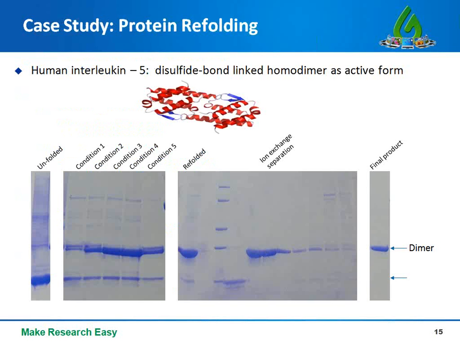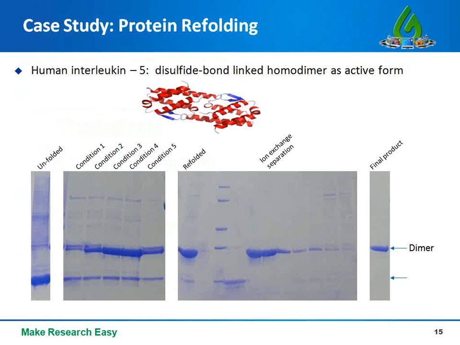Here is an example of protein refolding we did at GenScript with human interleukin-5. In fact, we routinely do protein refolding when protein is expressed as inclusion bodies. The active form of interleukin-5 is a disulfide bond-linked homodimer. In the SDS-PAGE gel shown here, the first lane is the unfolded protein. Conditions 1 to 5 use different refolding buffers. As you can see, condition 4 gives the most abundant refolded protein at the right size.